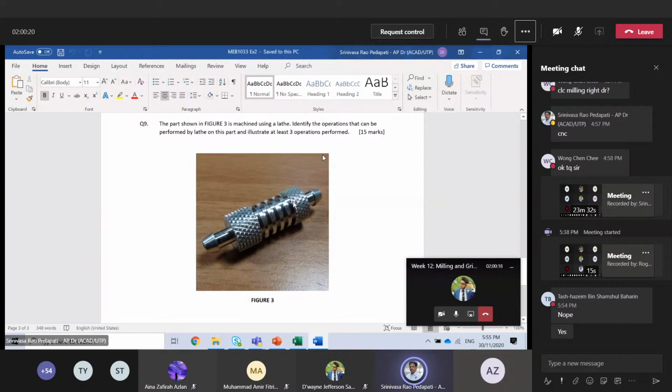So whatever component you get, you have to refer to the component and then explain the operations. Everybody knows those operations: turning, taper turning, threading, and those things. But you have to give them with reference to this figure. Then only you can get full marks.